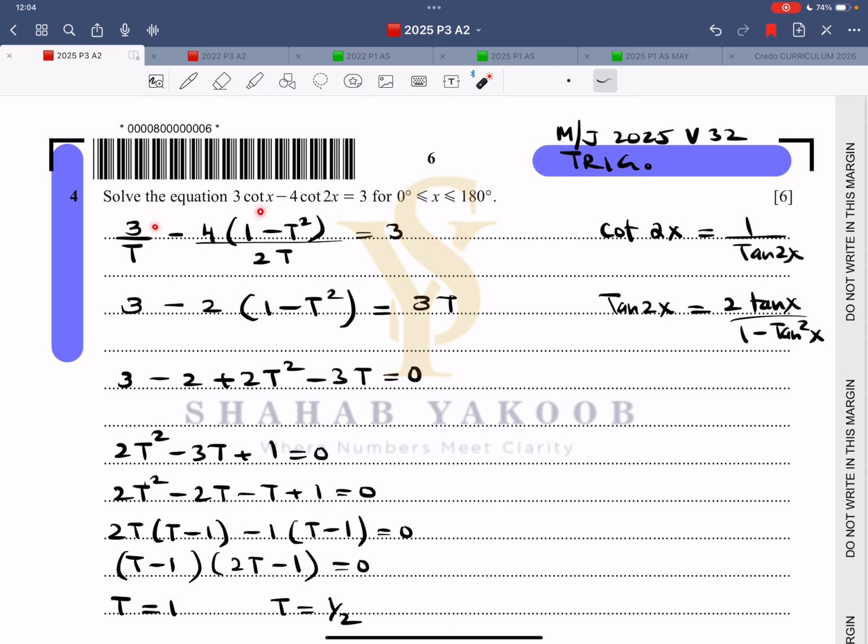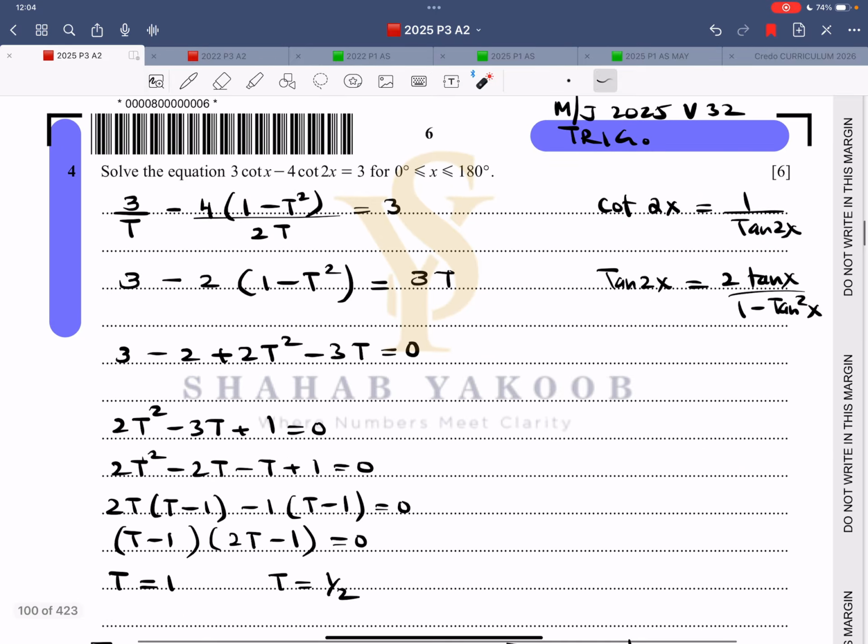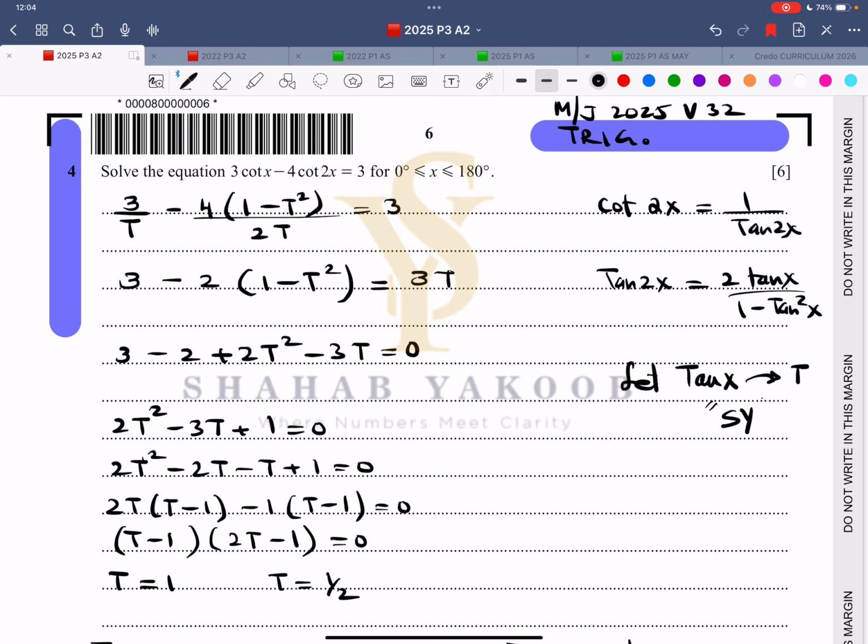Cot is written as 1 over tan. Cot 2x is 1 over tan 2x. Tan 2x is 2 tan x over 1 minus tan square x. Therefore, cot 2x should be 1 minus tan square x over 2 tan x. And yes, do one thing. Let the examiner know that we are writing tangent x as t. This is my instruction. You can follow it as long as you make it clear to the examiner, no issue.